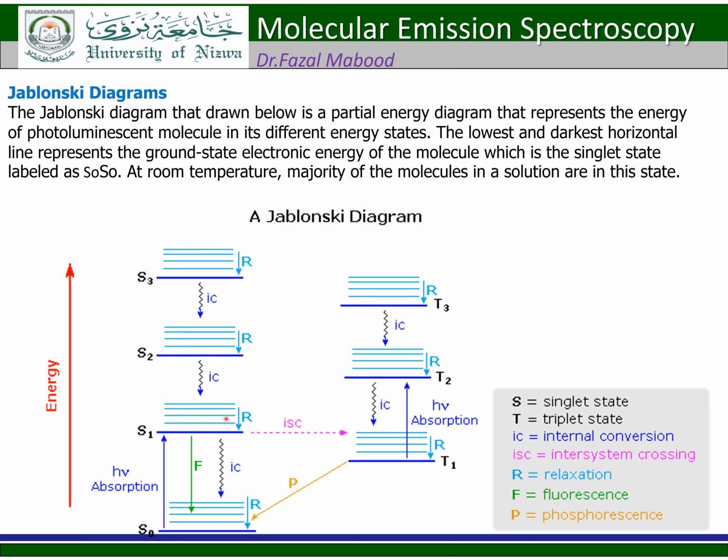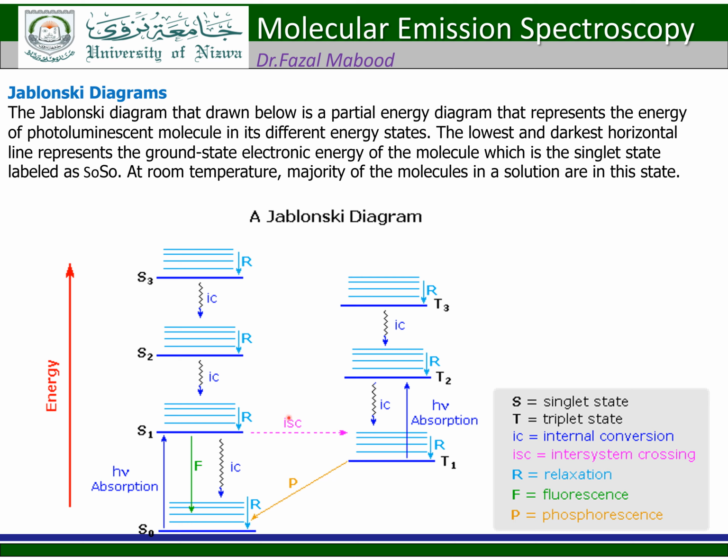Here you see this is the Jablonski diagram. Here S0 shows the ground state, and S1, S2, and S3 are the excited energy states. Here you see IC and ISC, where S stands for singlet state, T stands for triplet state, IC internal conversion, ISC intersystem crossing, R relaxation, F fluorescence, and P phosphorescence.